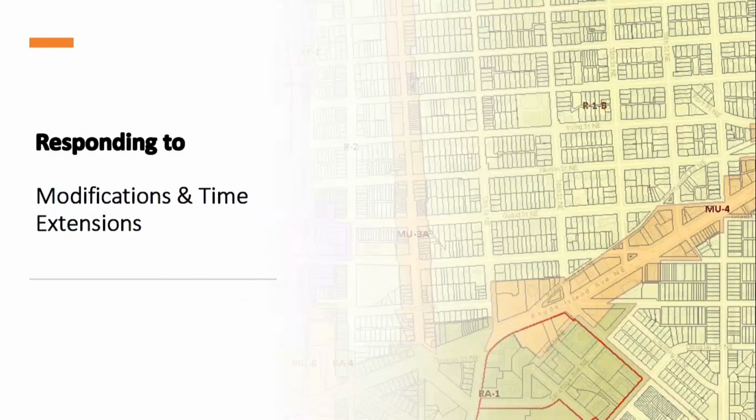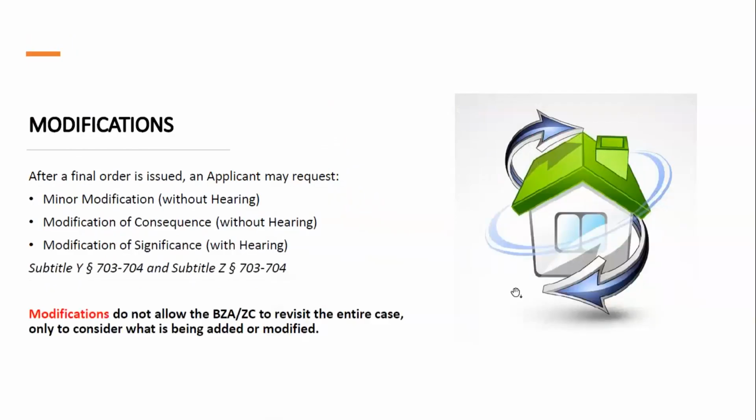Okay. So responding to modifications and time extensions, this of course would come after a case has already been approved. So modifications: after the final order is issued, an applicant can request a minor modification that would be without a hearing, a modification of consequence, which is without a hearing, and a modification of significance. That would require a hearing. And these can be found in Subtitle Y, 703 and 704, and Subtitle Z, Section 703 and 704.